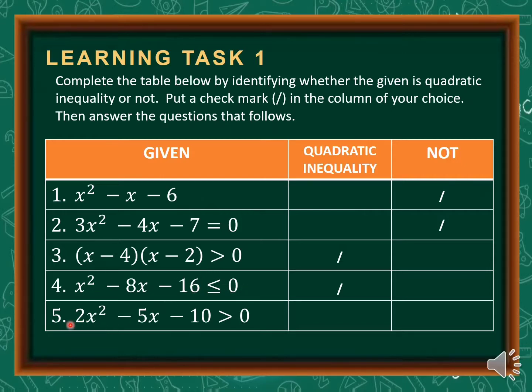And for the last one, we have 2x squared minus 5x minus 10 is greater than 0. Is it quadratic inequality or not? Yes, that's it. So this is again a sample of quadratic inequality because it is in the degree of 2 and it has an inequality symbol which is greater than. So how was it? Did you get it correctly? Very good. That is nice to hear.